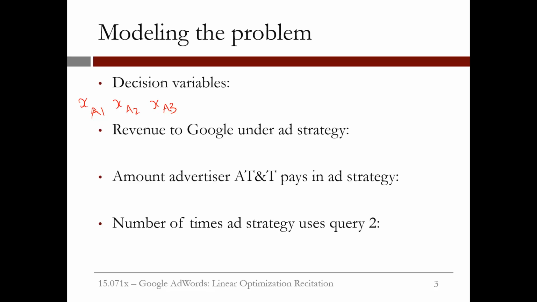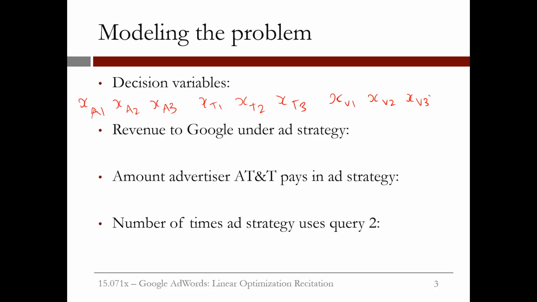Now of course, we have three different advertisers, so we will have variables XT1, XT2, and XT3. These variables represent the number of times that we display T-Mobile's ad for queries 1, 2, and 3 respectively. And of course, our last advertiser is Verizon, so we will have variables XV1, XV2, and XV3, which are the numbers of times that we display Verizon's ad for queries 1, 2, and 3 respectively.